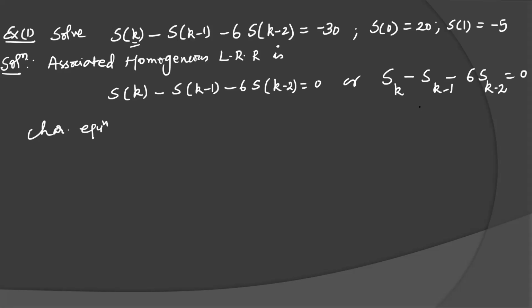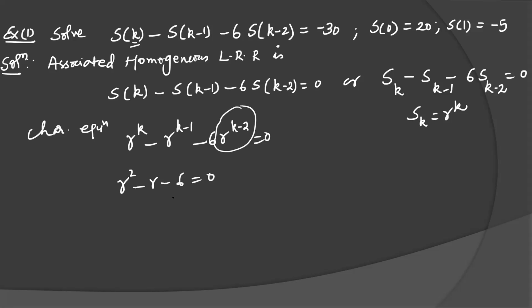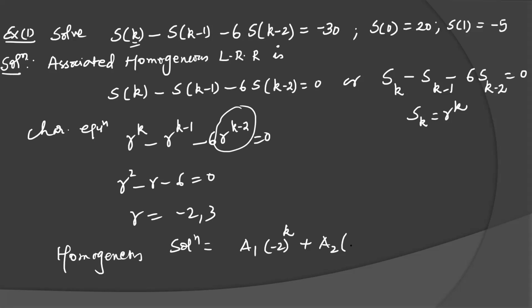Now write the characteristic equation. For writing it, I told you s_k can be written in r to the power k form. So r to the power k minus r to the power k minus 1 minus 6 r to the power k minus 2 equal to 0. Divide by r to the power k minus 2, and you get r square minus r minus 6 equal to 0. So r is minus 2, 3. The homogeneous solution, as I told you in the previous lecture, is a1 (minus 2) to the power k plus a2 3 to the power k. Why am I writing k here? Because k is the variable. If n is the variable, we write power n.